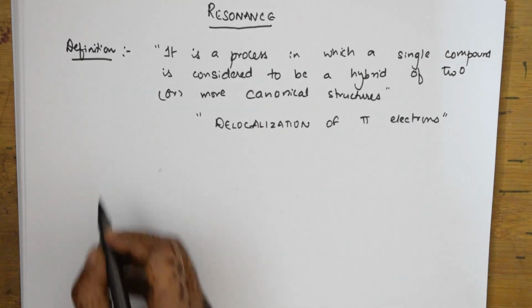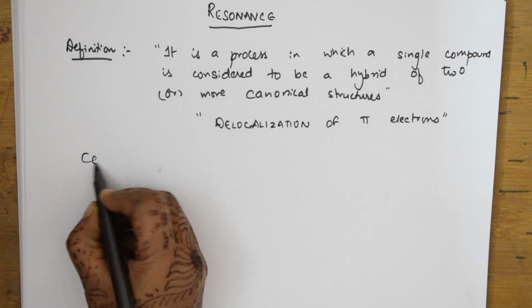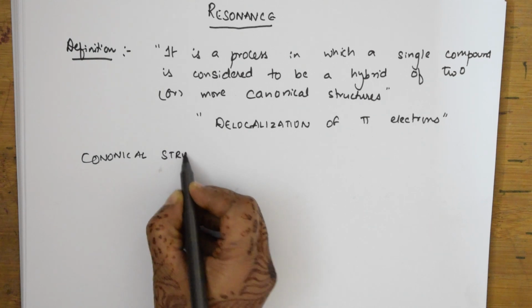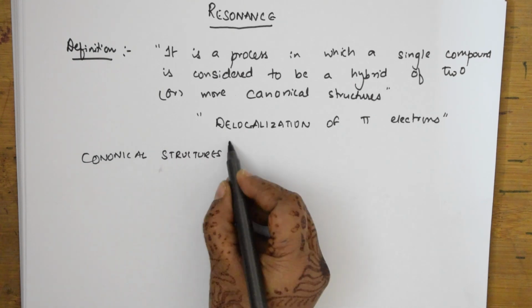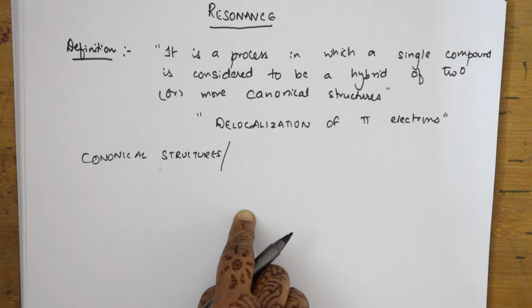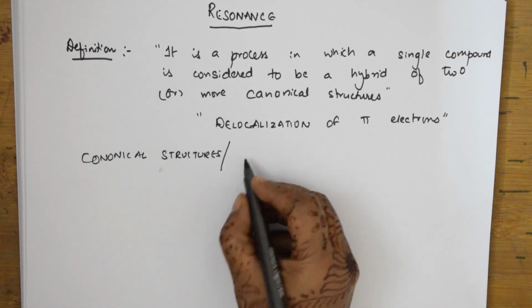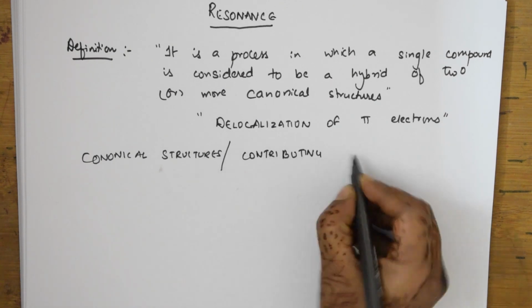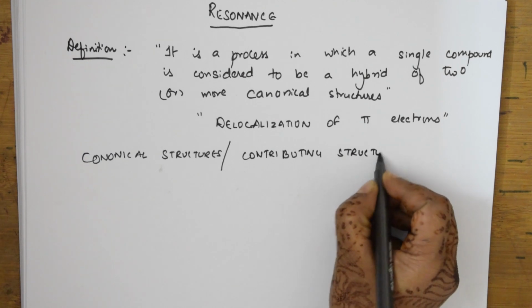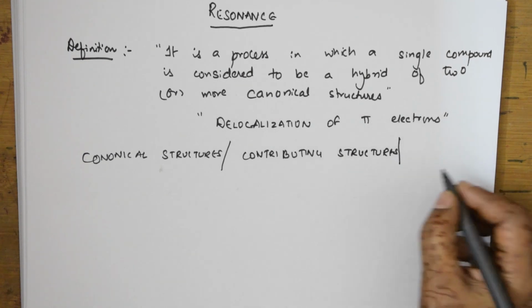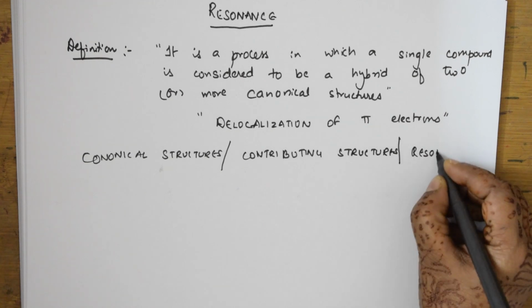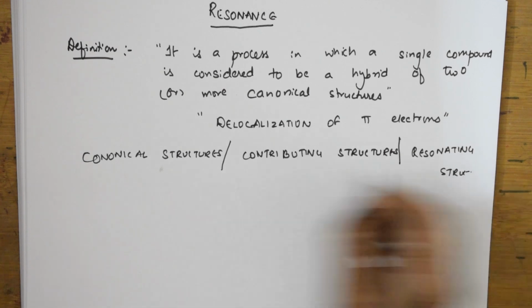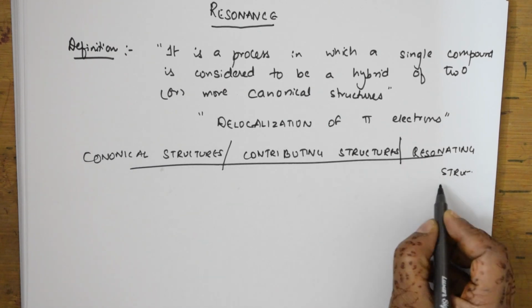We have written the first definition. Now let us write what canonical structures are. Canonical structures can also be called contributing structures. You can also call canonical structures resonating structures. So basically, what are these?